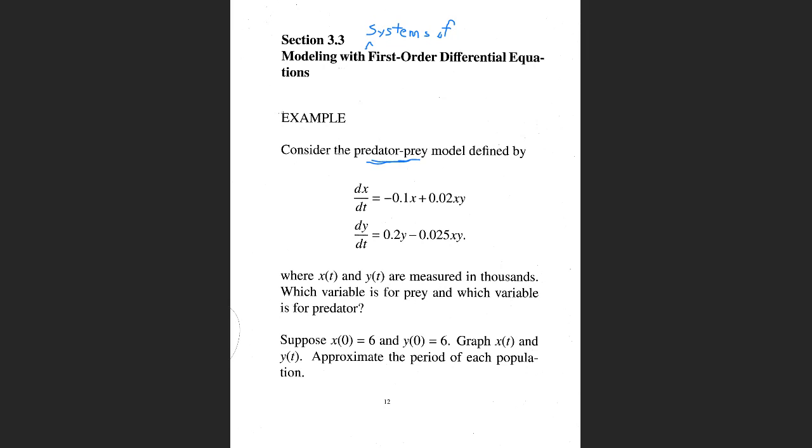So we have here a dx/dt and a dy/dt, where x(t) and y(t) are measured in thousands. Based on that differential equation, we want to think which variable is for the prey and which is for the predator. Let me give you a moment to copy it down. Make sure you're all good.